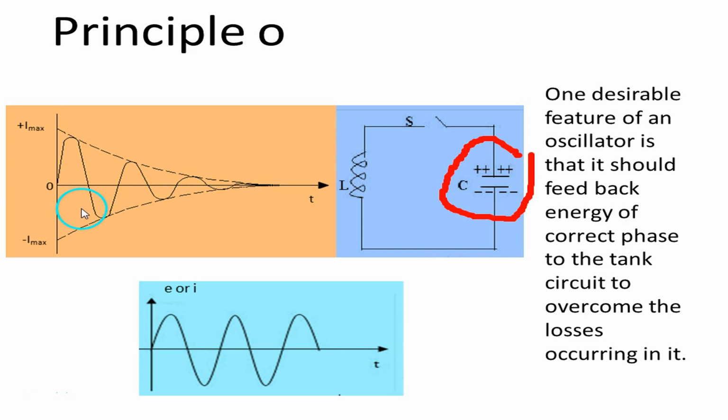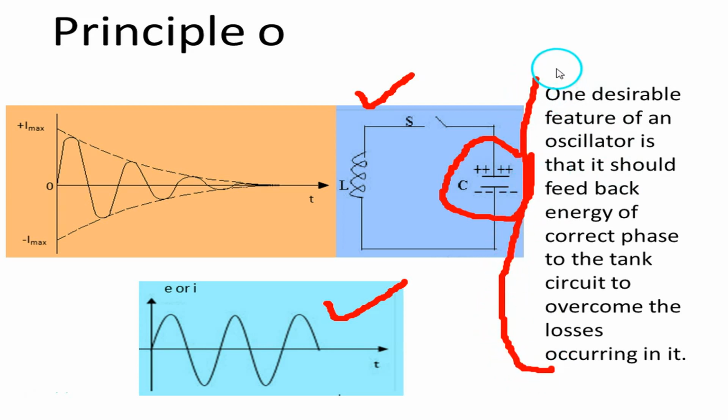It is giving oscillation, but damped, having constant frequency. So this is basically an oscillator but with a limitation. The oscillation produced by this circuit is damped oscillation, with decreasing amplitude. What is required? The requirement is undamped oscillation. So this is the basic principle with the condition: if we supply some energy continuously to the tank circuit, then we can have undamped oscillation.